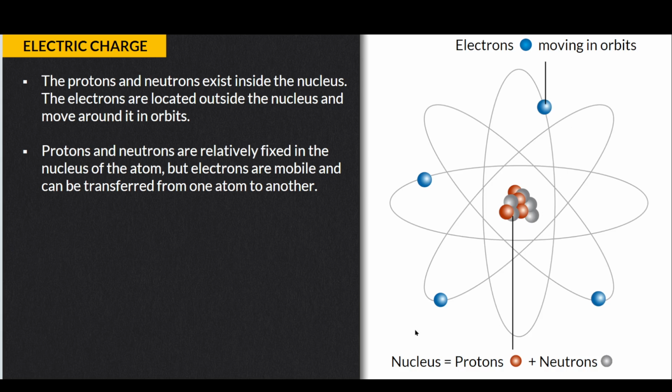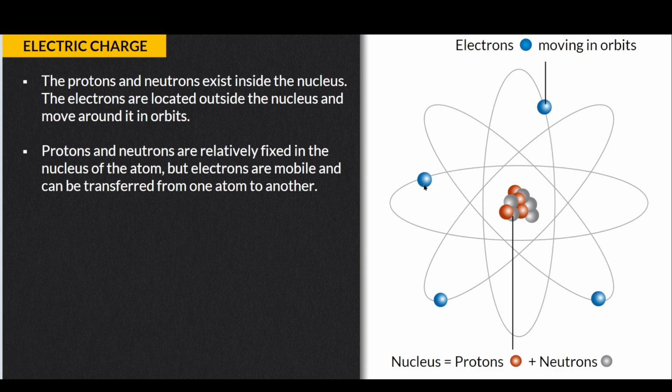At the center we have the nucleus. The nucleus contains protons, which are positively charged particles, and neutrons, which do not have any charge. Electrons revolve around this nucleus, and electrons are negatively charged particles. Inside the nucleus, these two particles are fixed, and electrons are moving. In higher grades you will learn how protons and neutrons spin, but for now you need to understand that electrons are the ones which are moving.